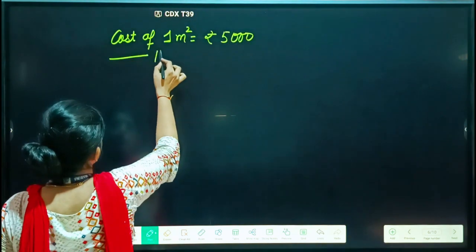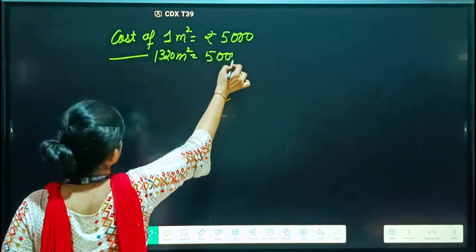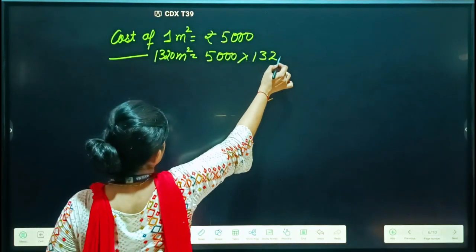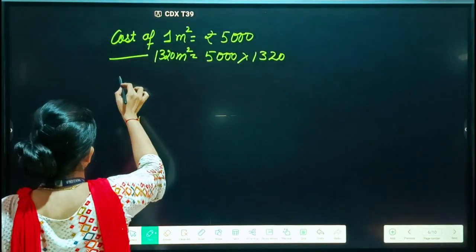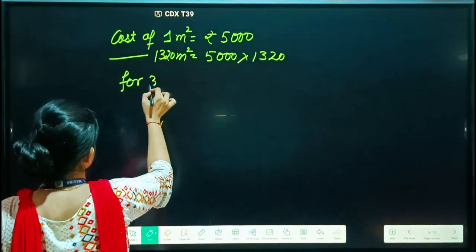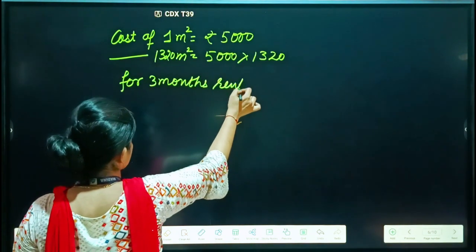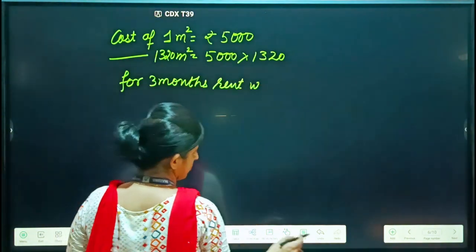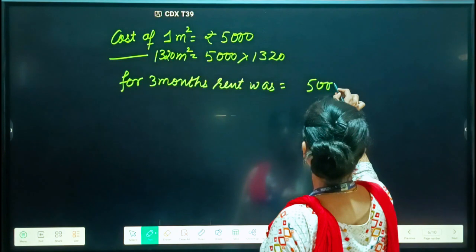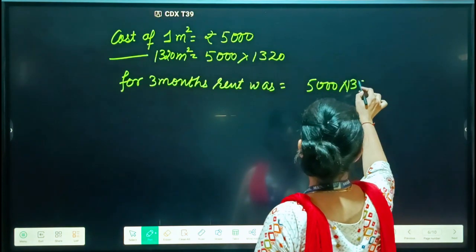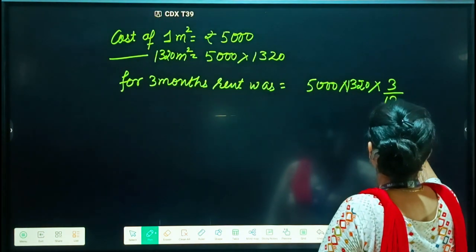So cost of 1320 meter square is equal to 5000 multiply 1320, and this is for a year, so we have to find for 3 months. Okay, for 3 months the rent will be 5000 into 1320 multiplied by 3 by 12.